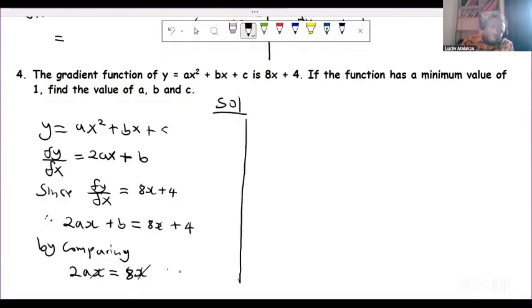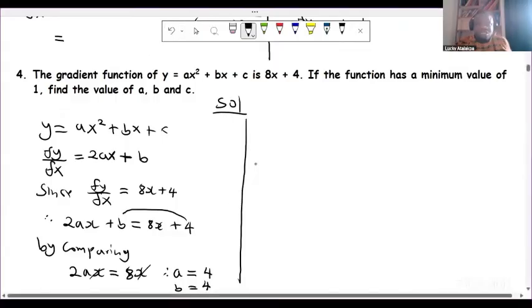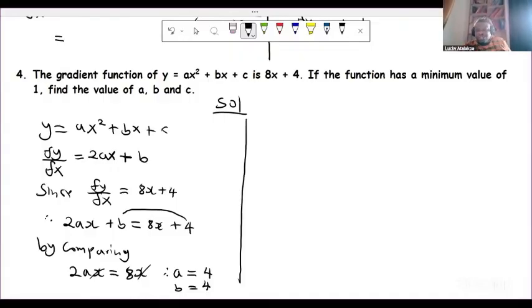So therefore, here, A will become 8 divided by 2, which is 4. Good. Then, automatically, our B, which is the constant, is also equal to 4. You can see it, right? Good. So now, we are left with obtaining C. So how do we get the value for C?